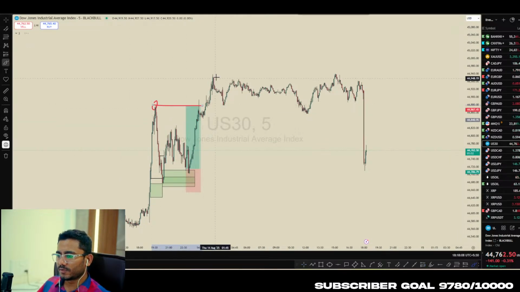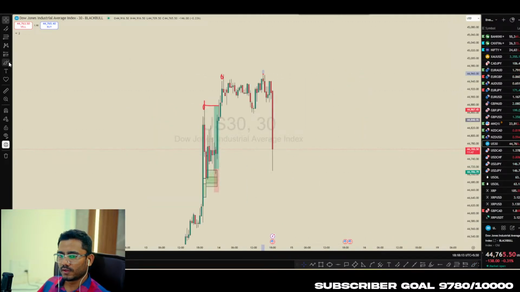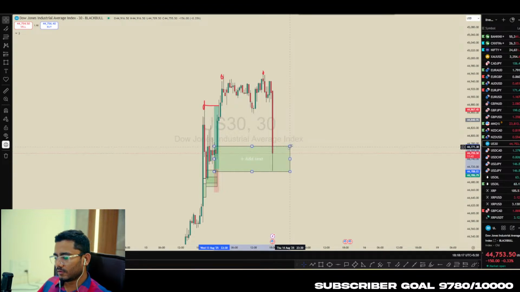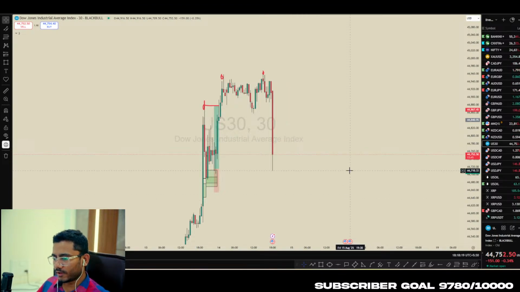So there is the structure break, created highs, higher high. So we have a 30-minute order block over here, which is this one. Let's wait for price to create more structure.